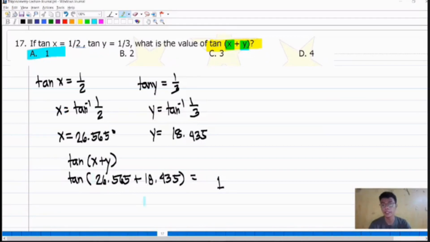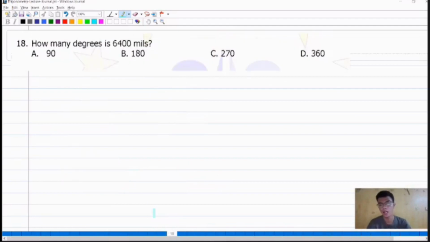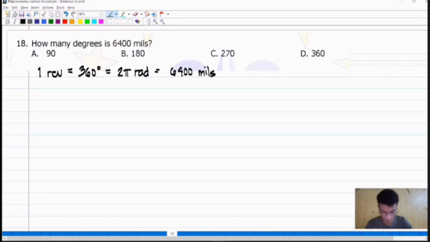Next, number 18. How many degrees is 6,400 mils? For this item, let us memorize these conversion factors relating to one complete revolution. One complete revolution is equal to 360 degrees, which is also equal to 2 pi radians, and 6,400 mils, and that is also equal to 400 grads.